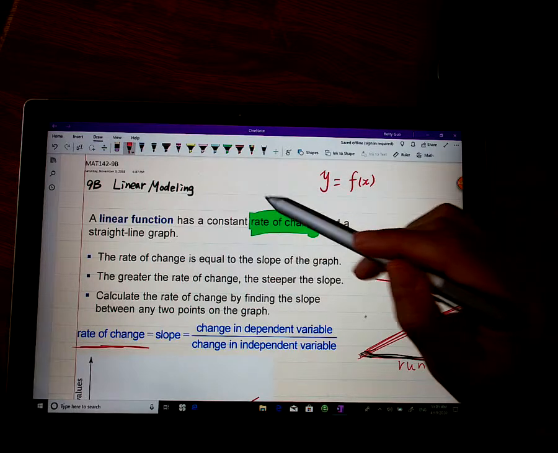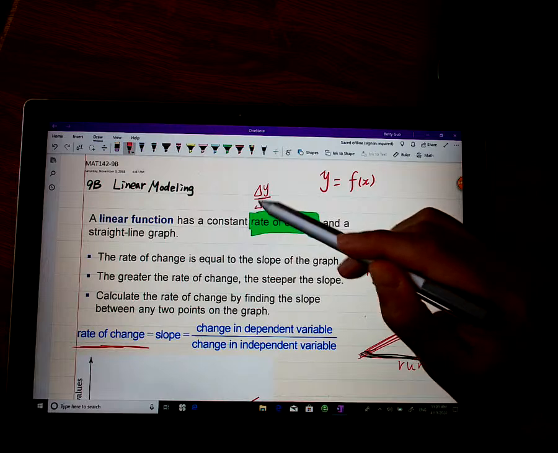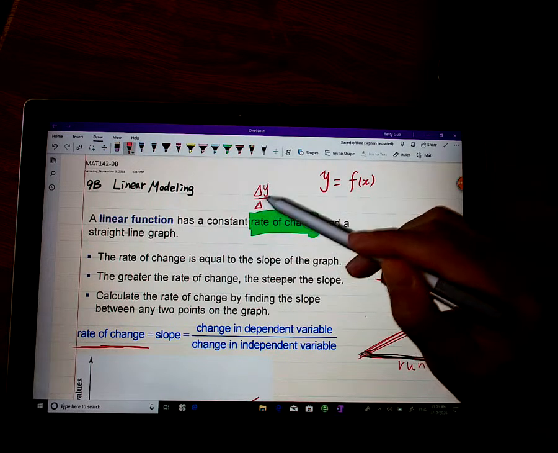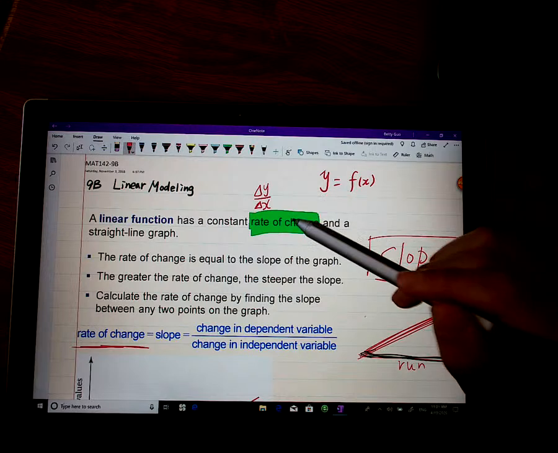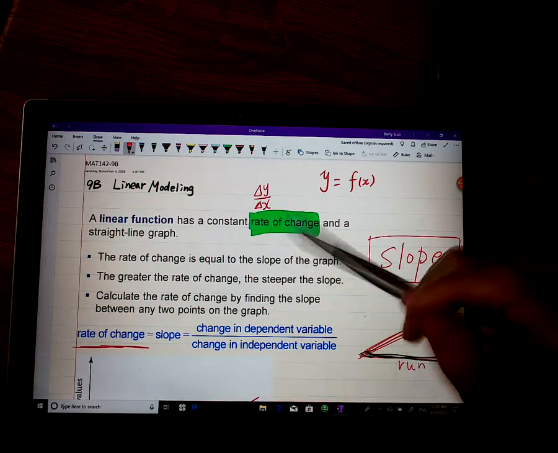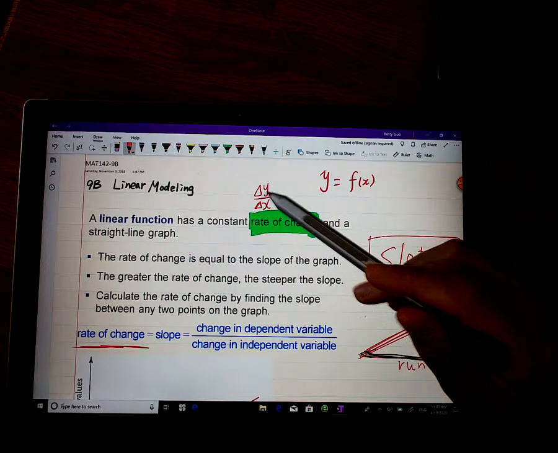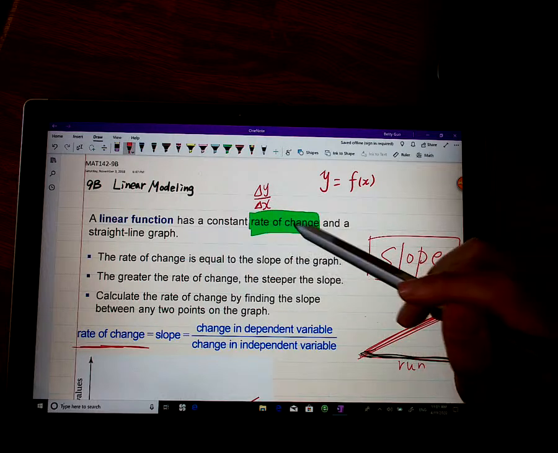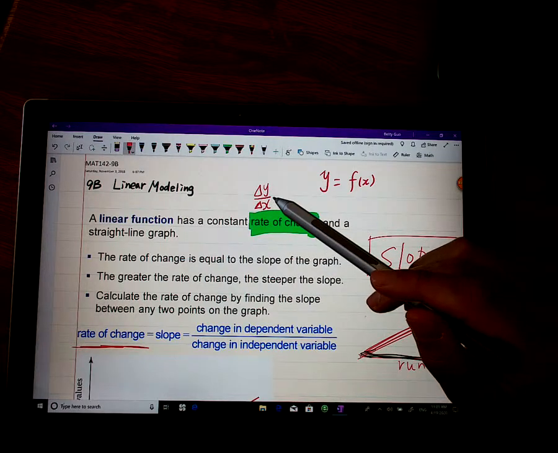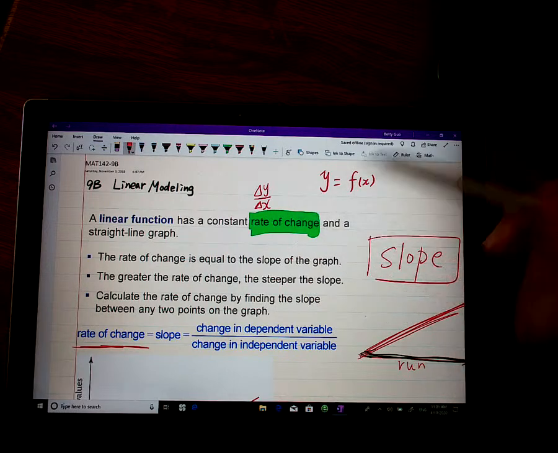Notation-wise, rate of change can be written as delta y over delta x. The delta here means change. If you learn engineering or physics, you would see this notation. That means change. Rate of change, rate is a quotient, right? Rate of change here refers to the change in y over the change in x.